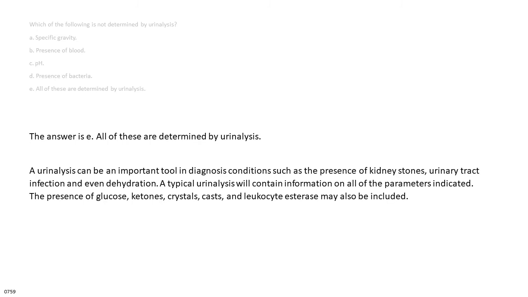The answer is E. All of these are determined by urinalysis. A urinalysis can be an important tool in diagnosing conditions such as the presence of kidney stones, urinary tract infection, and even dehydration. A typical urinalysis will contain information on all of the parameters indicated. The presence of glucose, ketones, crystals, casts, and leukocyte esterase may also be included.